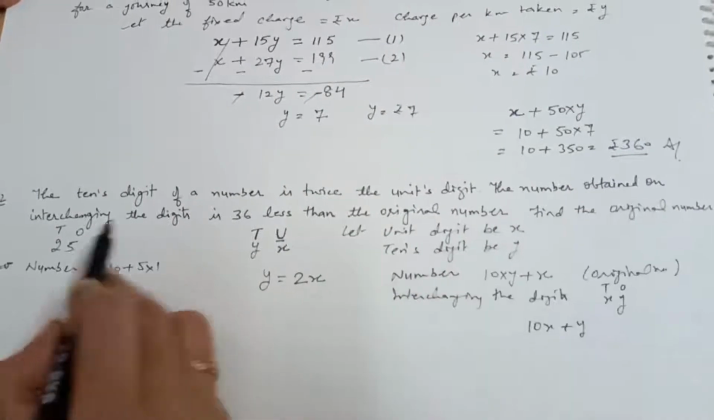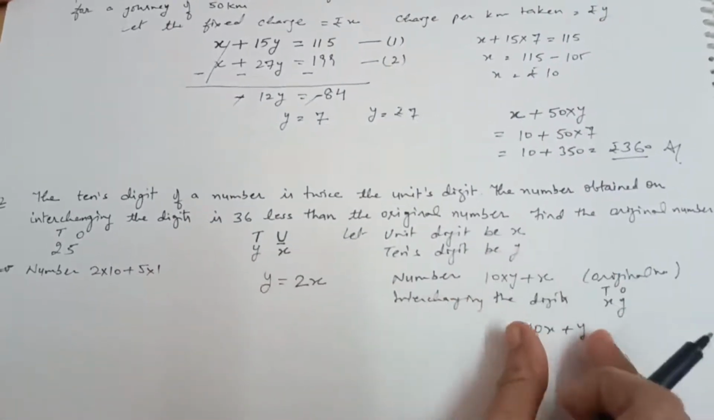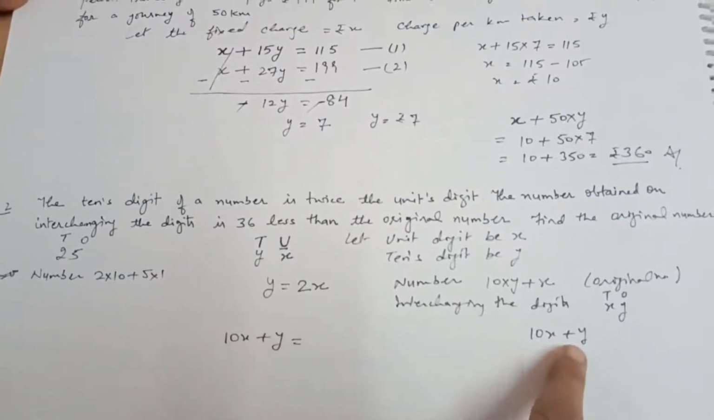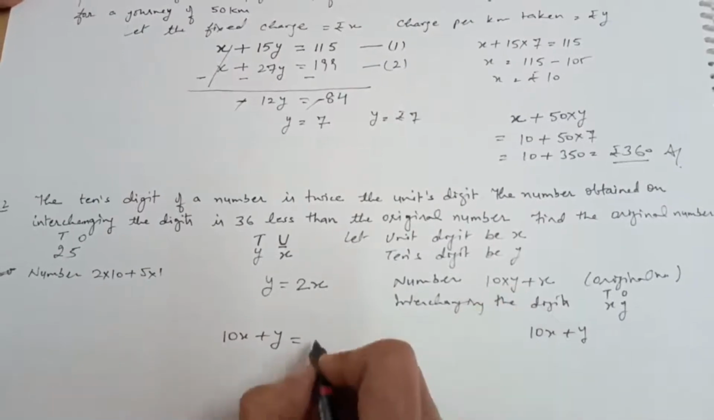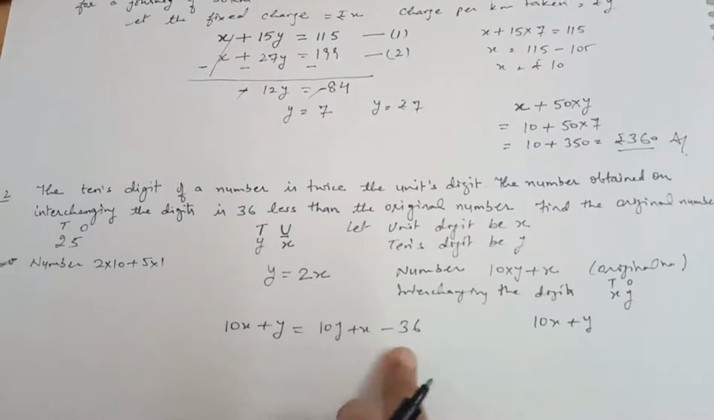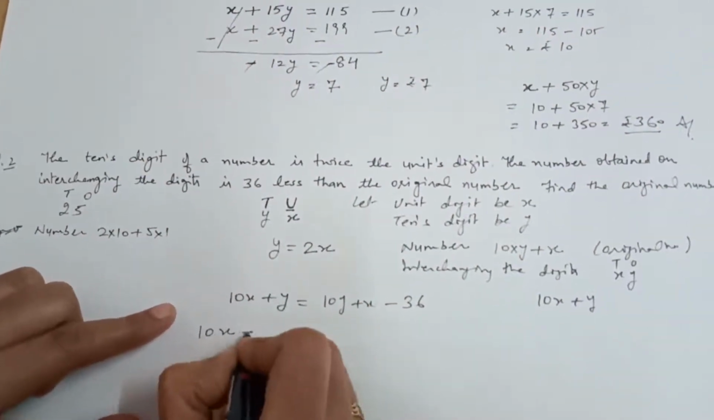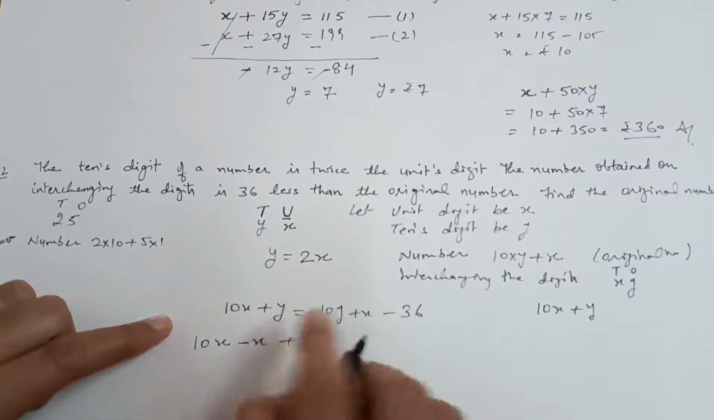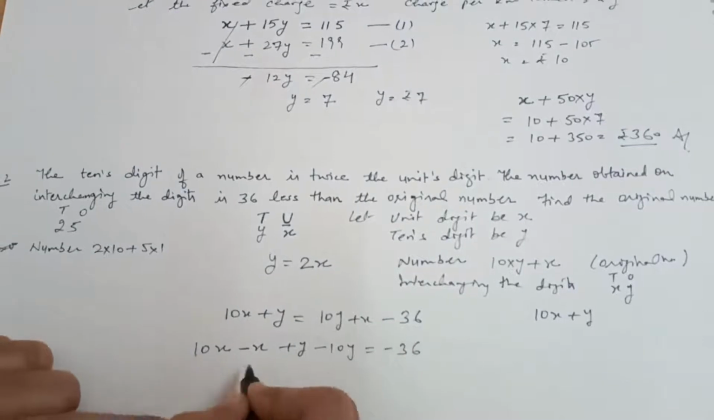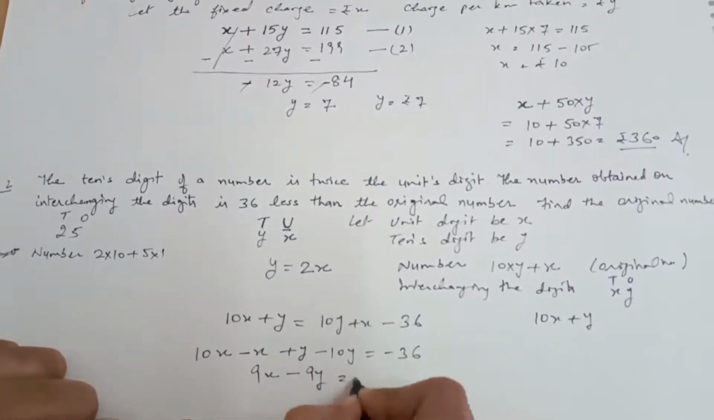Now read the language again. The number obtained on interchanging the digits is 36 less than the original number. So this number which I got, 10x plus y, is the original number 10y plus x minus 36. I need to solve it, so 10x plus x will go here, minus x plus y, 10y will go here, minus 10y is equal to minus 36. 10x minus x is 9x, and this one is minus 9y, equal to minus 36.